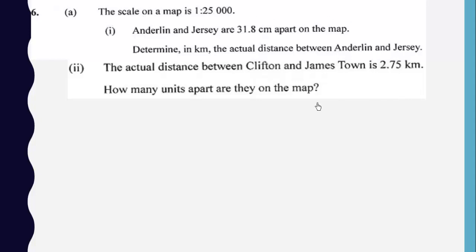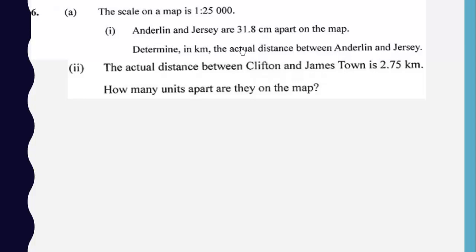We are still on the January 2017 paper. This is question 6. The scale on the map is 1:25,000. Then we have a follow-up question.